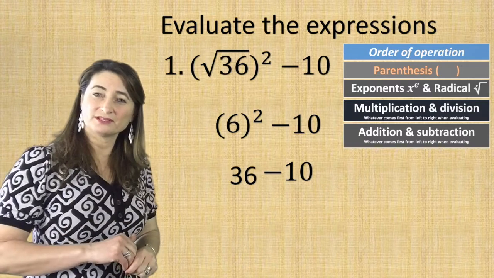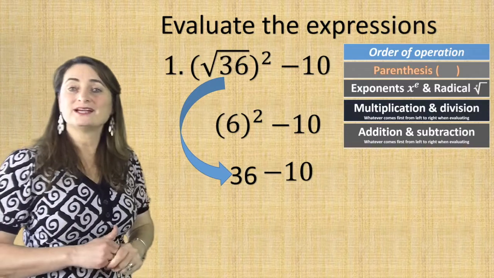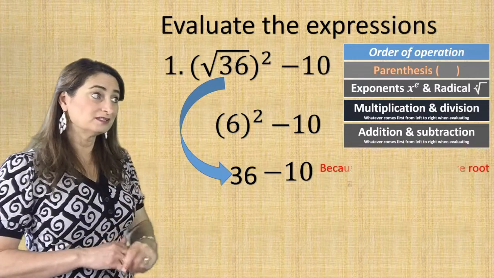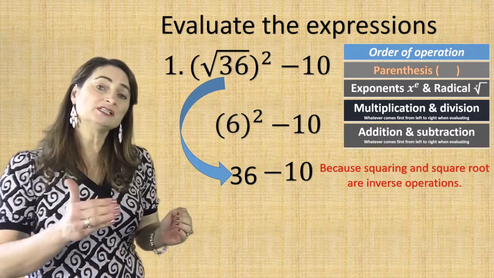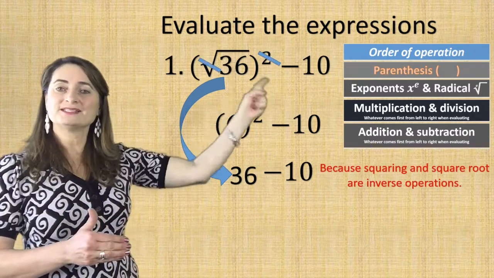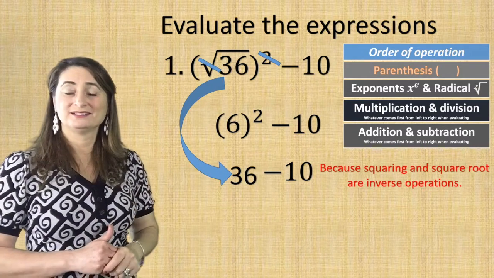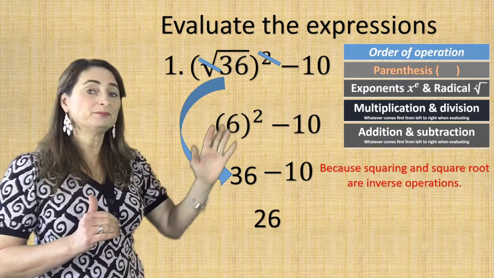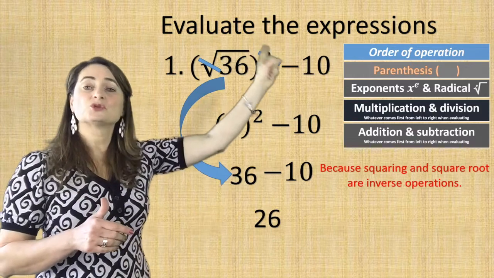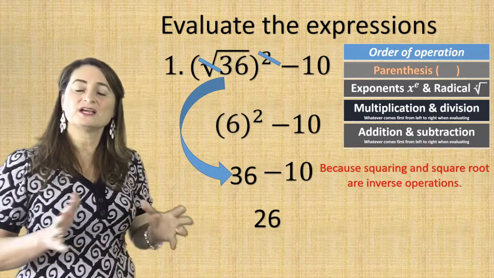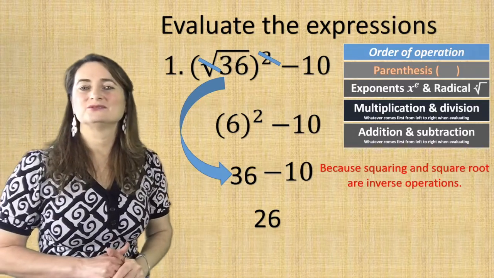But did you notice something? You end up with 36, which is the same number inside the radicand. That's because squaring and square root are the inverse of each other. So when you see squaring and a square root, cancel them out and just bring the 36 down and then minus 10. It's an easier way. If you don't remember, you have to follow the steps. But if you do remember, it makes it easy for you. Squaring and square root cancel each other because they are inverse operations. You end up with 36 minus 10, which is 26.